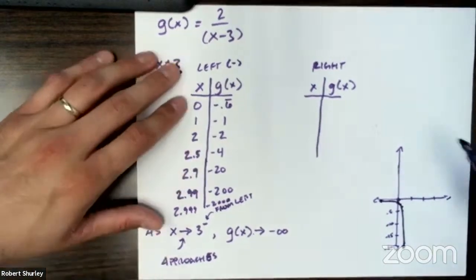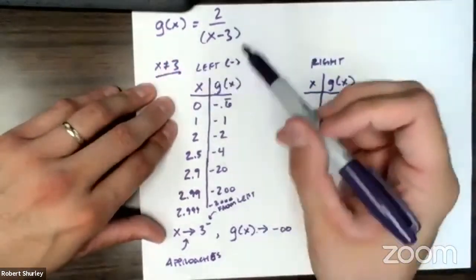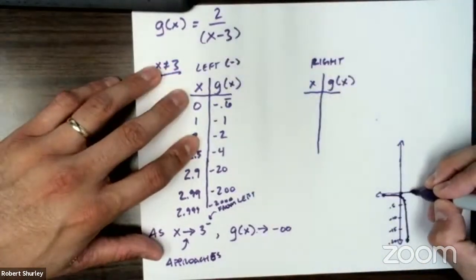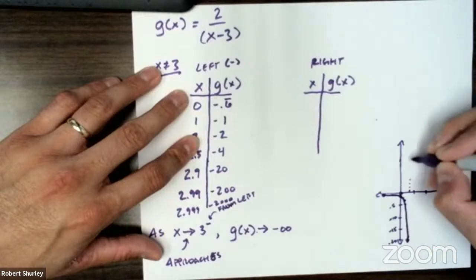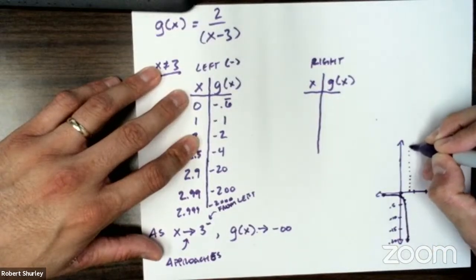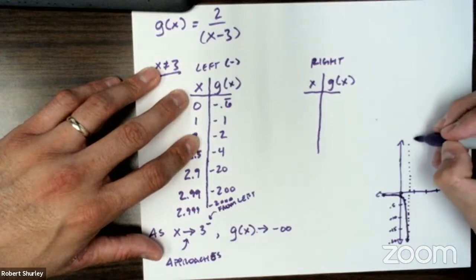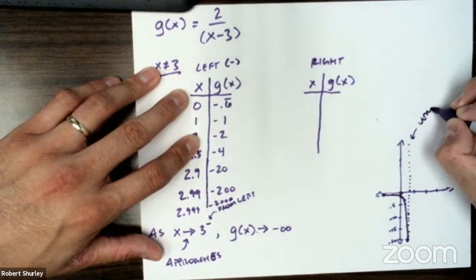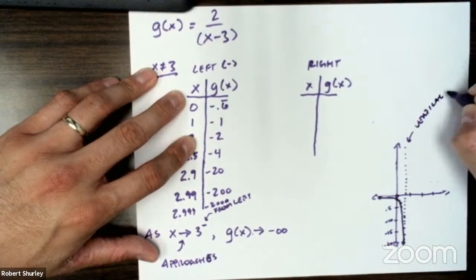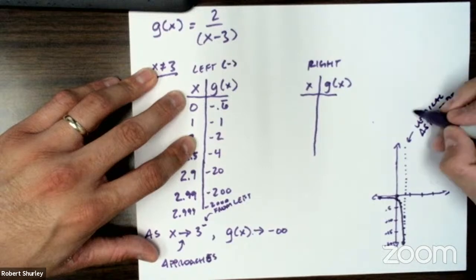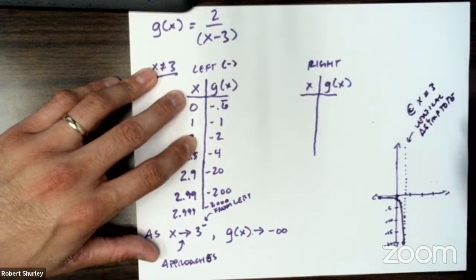So now look, we can't be negative or positive 3. So we're going to put a dashed line, a dashed vertical line at x equals 3. This is called a vertical asymptote. Okay? Vertical asymptote. And we're going to say it's at x equals 3. Okay?